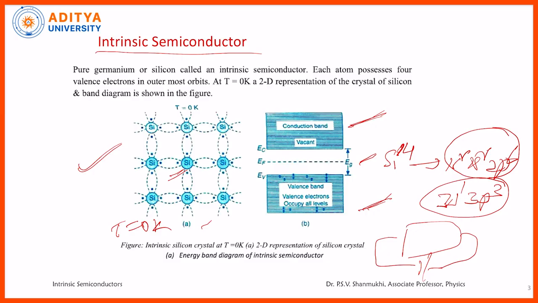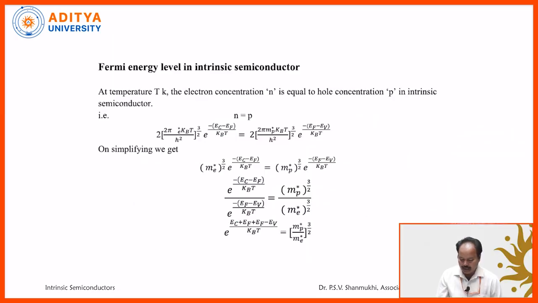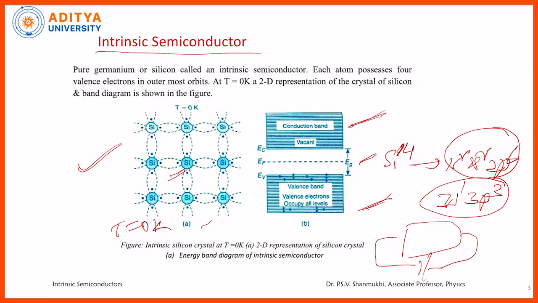Other than 0 K, what happens? As the temperature rises, if T is not equal to 0 K, because of the rupture of covalent bonds, some free electrons will be available. As we increase the temperature, an electron goes to the conduction band, and there is a deficiency of an electron in the valence band, nothing but a hole. One more electron goes to the conduction band, and one more hole is created. In that way, electrons go to the conduction band, creating holes in the valence band.